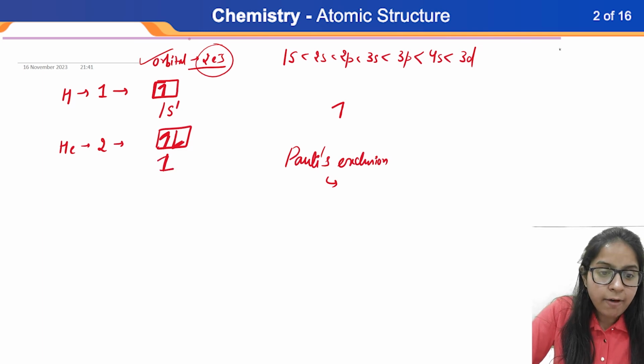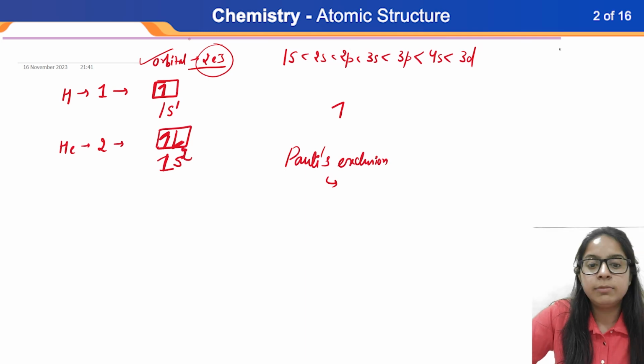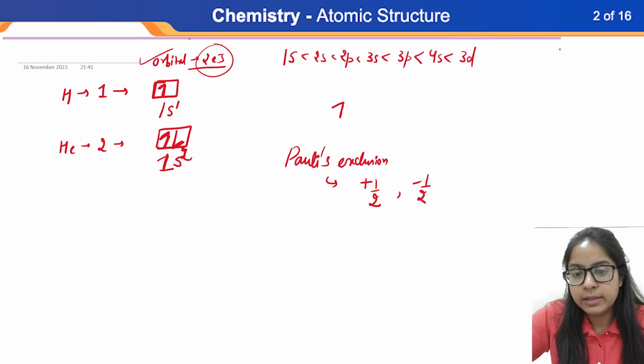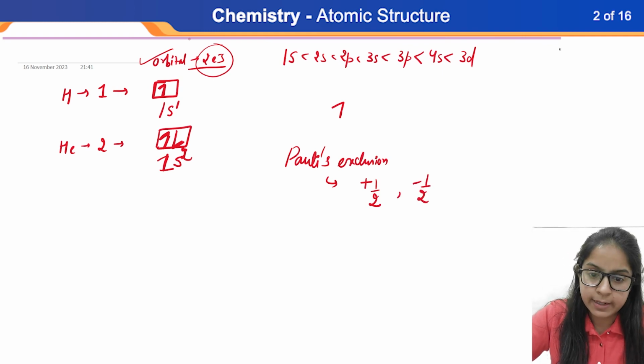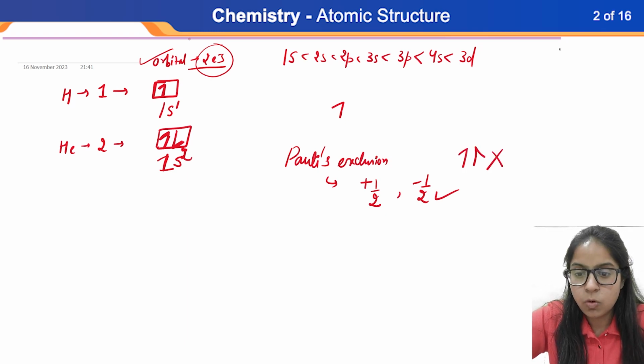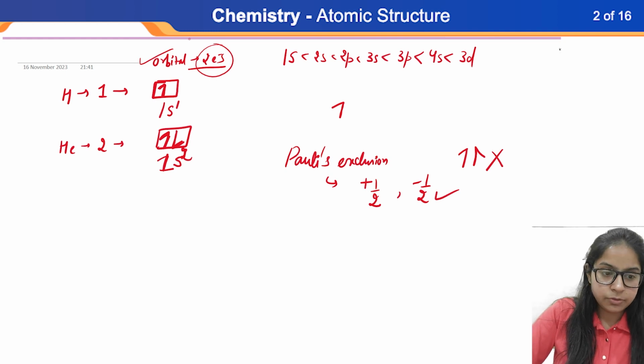Okay, and after that, s orbital, the azimuthal quantum number, and the magnetic quantum number is also the same, 0, and after that the spin quantum number should be different. Spin quantum number means if one electron is with plus half spin, then the next electron is with minus half spin. So all 4 quantum numbers are not the same. We cannot put the electrons like this. This is the wrong representation for the electronic configuration.